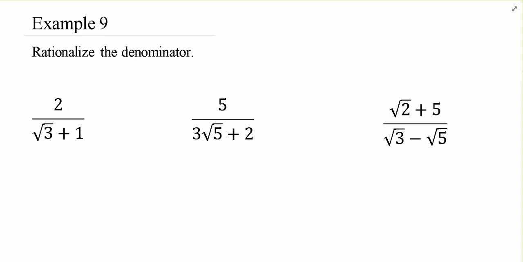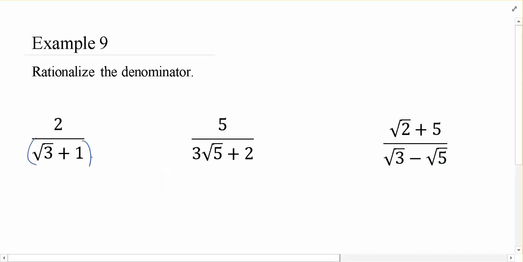So let's look at some examples that involve multiplying by the conjugate. That's the fancy word for when you change the sign in between the two terms. In this first example, I'm going to multiply by the conjugate, which is square root of 3 minus 1, and I'm going to do that in the top and the bottom.